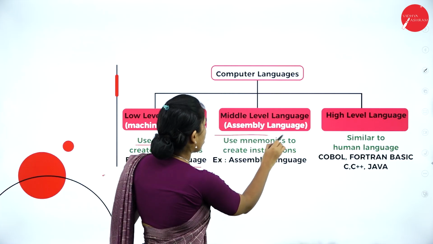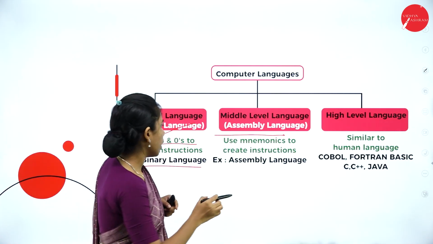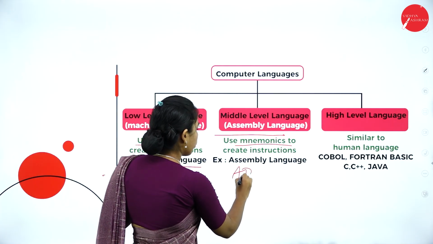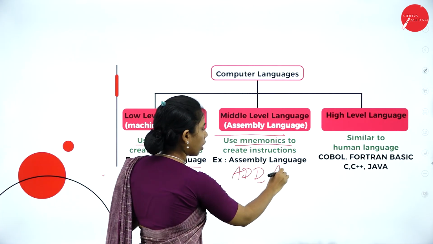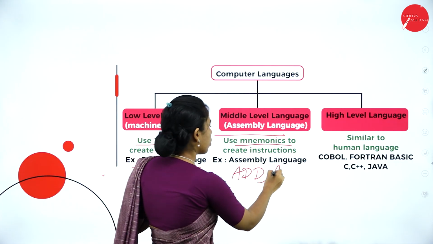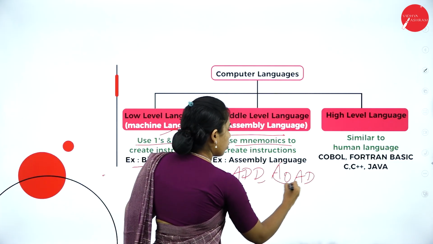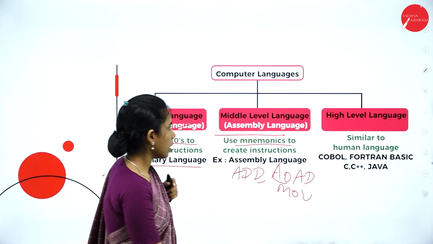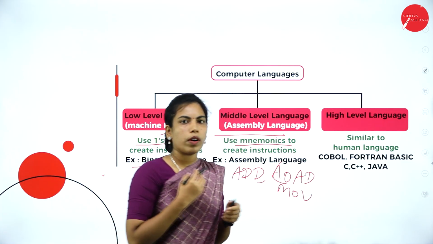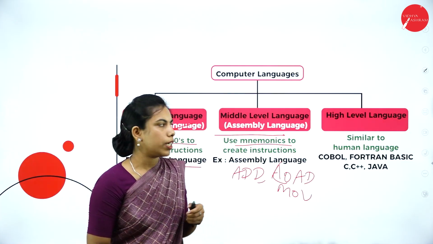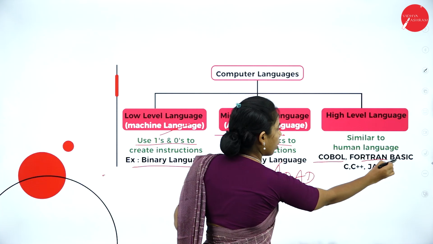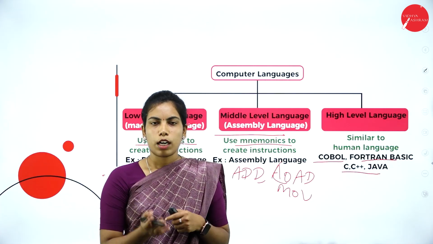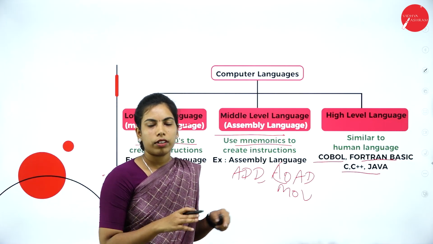The middle level language we also call assembly language. It uses only mnemonics. Mnemonics are things like add. It uses symbols such as add to represent operations, and also load and move. These are the mnemonics under the assembly level language. And then high level language is quite familiar, in a human readable format. That's why it uses COBOL, Fortran and also C, C++, Java, R, Python. These all come under computer languages. So this is the chart for quick revision.